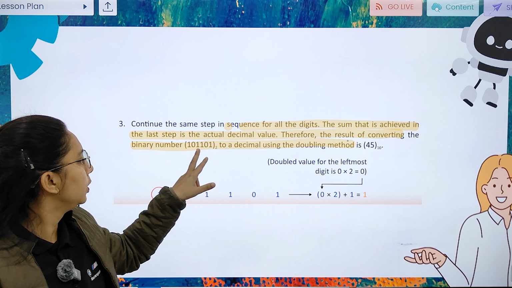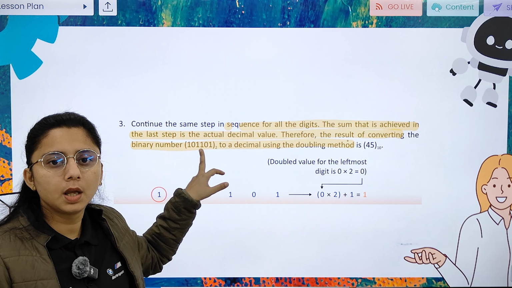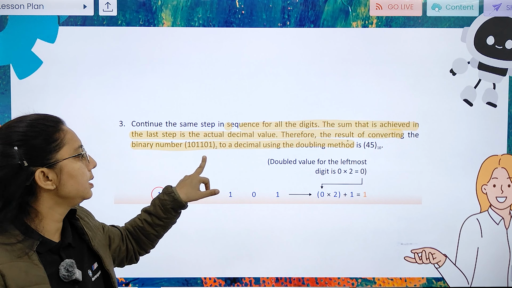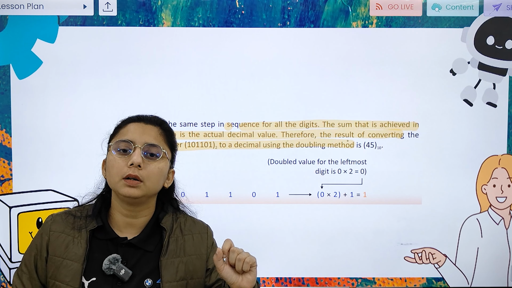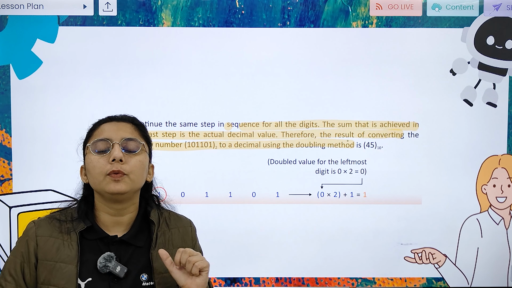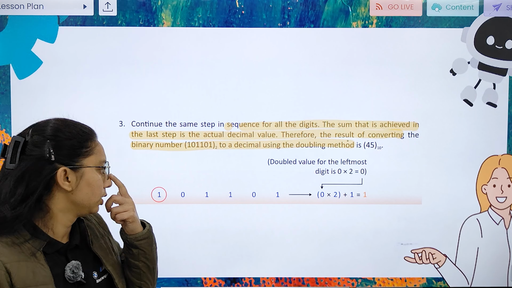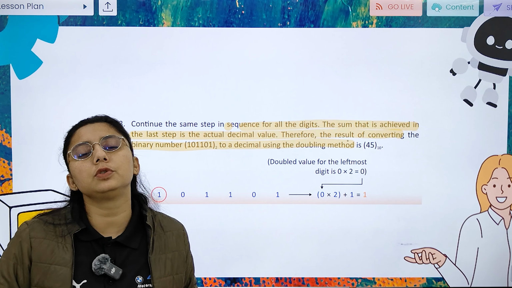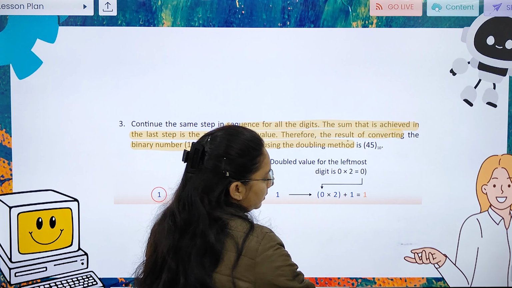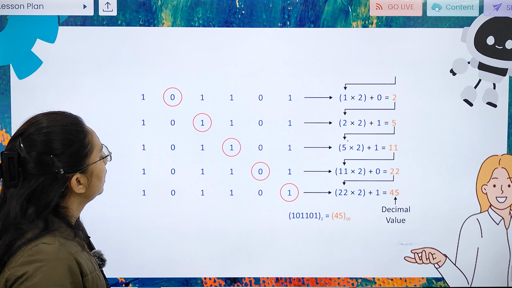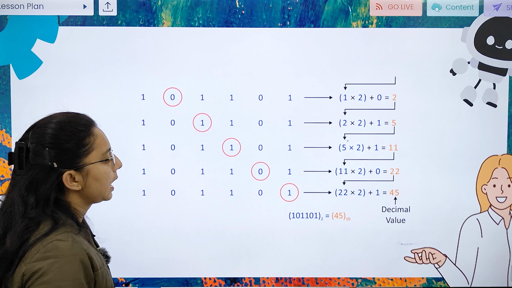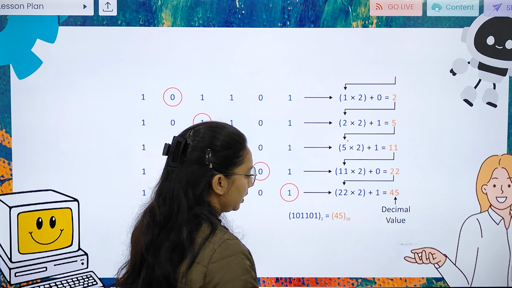now what you will do, you will multiply this digit with 1 and you will add, multiply by 2 and you will add 1. So 2 ones are 2 plus 1 is equal to 3. So you have to double the leftmost digit. Like this you can see over here. I will tell you step by step.